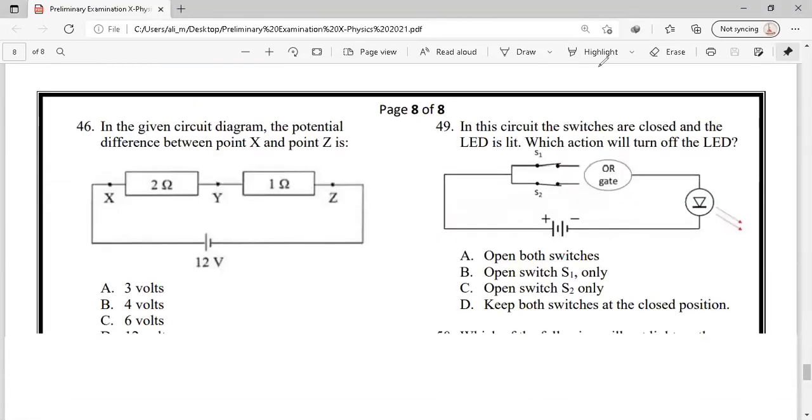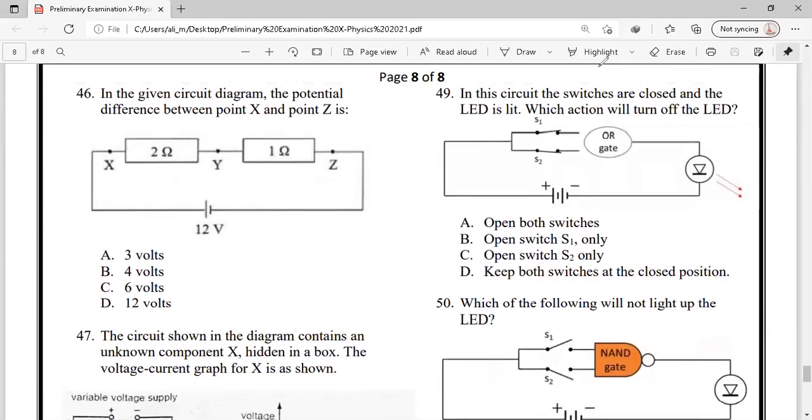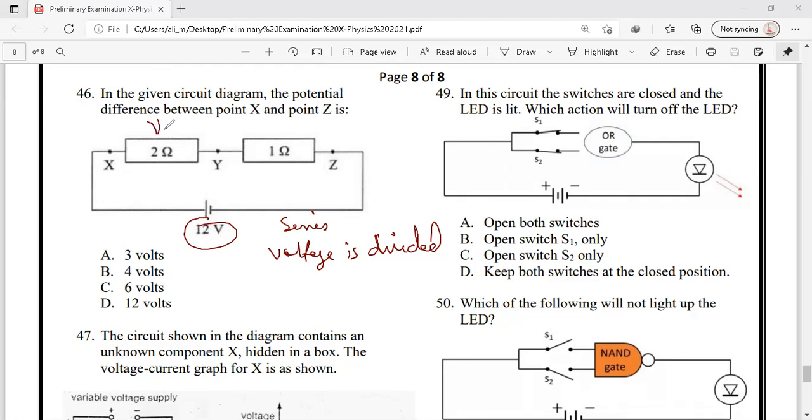Let's move to our question number 46. In the given diagram, the potential difference between X and Z. As we can see, this is a series circuit, and in a series circuit, voltage is divided. Voltage gets divided inside a series circuit. So if this is 12 volts and this is V1 and this is V2.